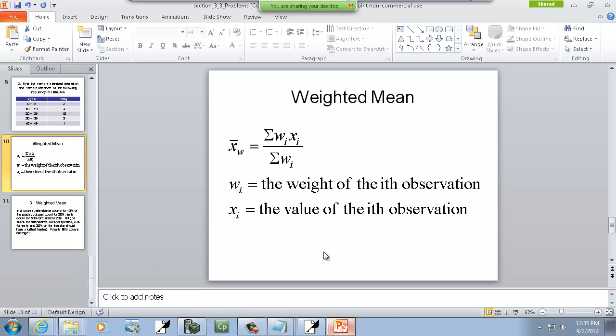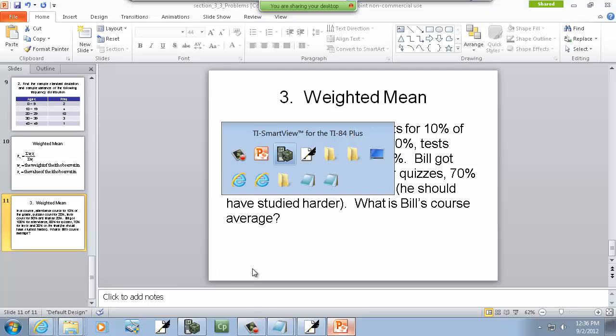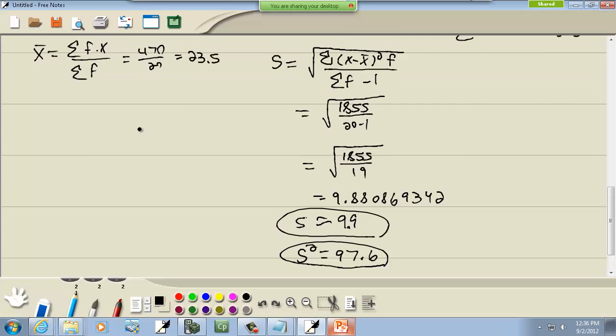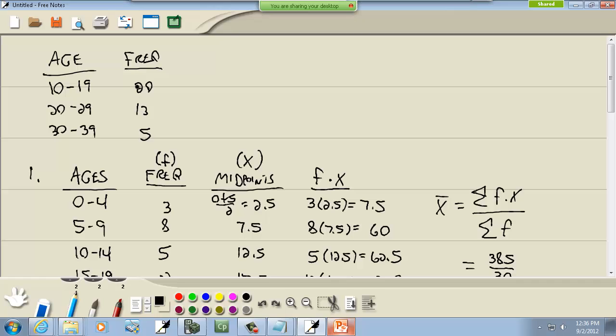Okay, let's talk about our weighted mean. Here we have x bar of our weighted mean. That's what that W represents. Now here we have sigma W times x, and then down below is sigma W. W is the weight of the ith observation, and the xi is the value of the ith observation. So let's do an example. And actually I'll need a new page because I filled it up with these.